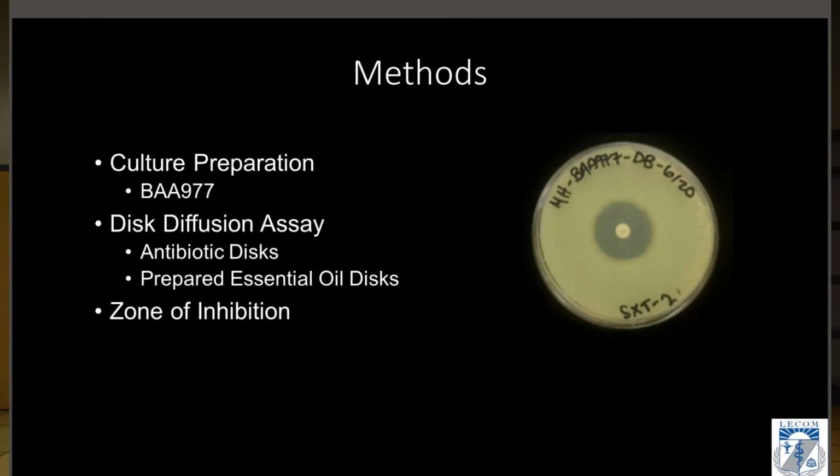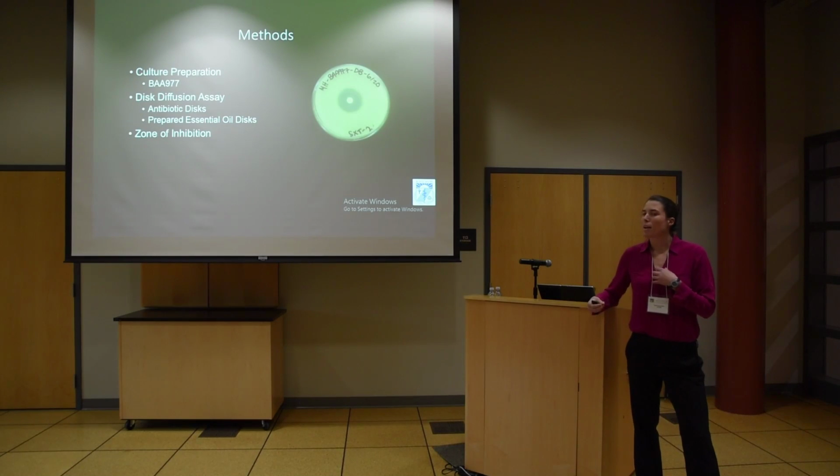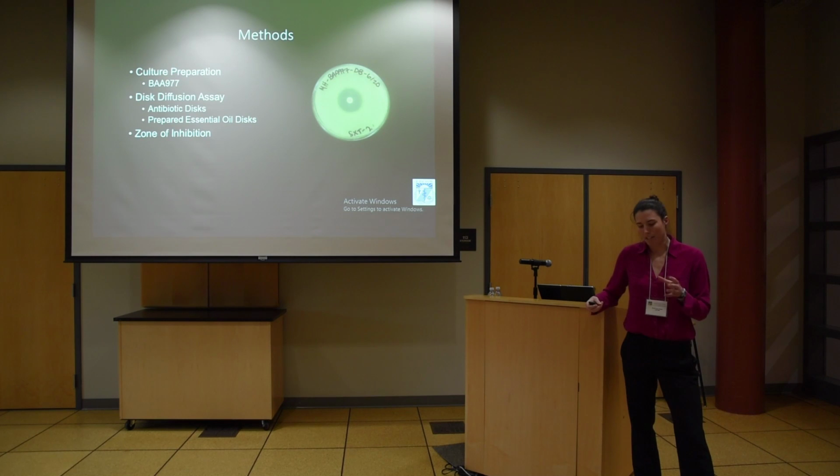So how did we do this? We did a series of 3-day experiments, and our first day was the culture preparation day. We took some of our strain BA977 and added it into a broth, let it incubate overnight, came back, and standardized it to an optical density of 0.03 to 0.04. What that essentially tells you is how many cells are in your solution. So we standardized that on day 1.